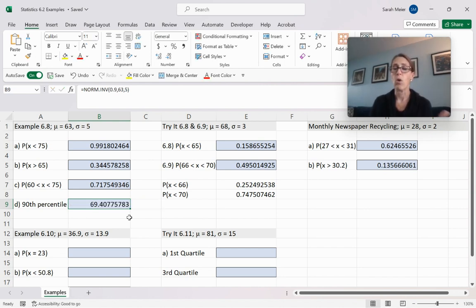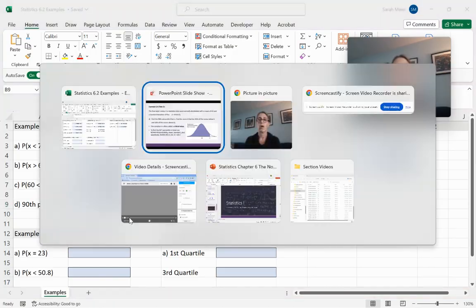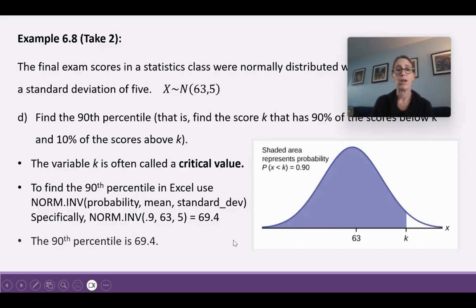This is the score, so 69.4. So 69.4 is the score that 90% of students got up to or below. So the top 10% of students got a 69.4 or higher on the exam. 90% got a 69.4 or lower on the exam.